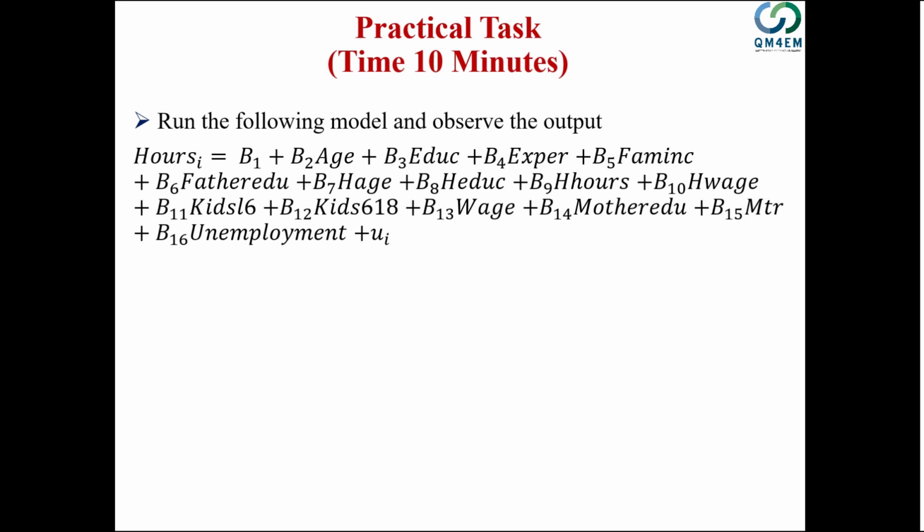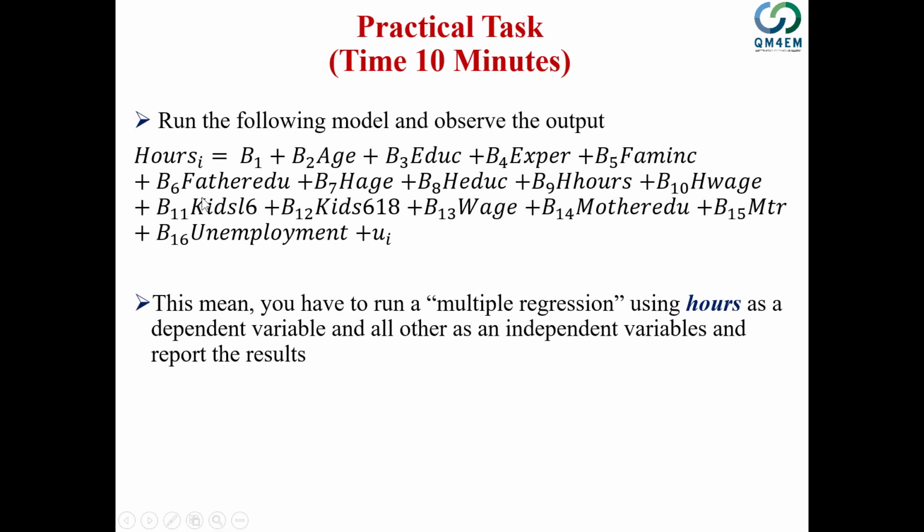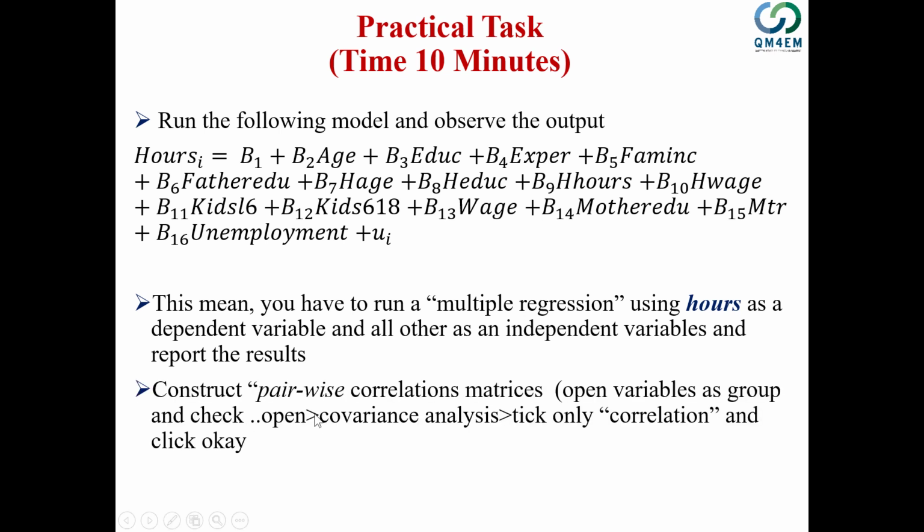So this is the model you have to run, and you have to run a multiple regression model using hours as a dependent variable, as I just showed you, and the rest as independent variables, and you have to report its EViews output. One additional thing which you have to do here is that you have to construct a pairwise correlation matrix. Now, I have shown here how you can do that, but importantly, what is a pairwise correlation matrix? I'm sure you know the concept of correlation. I told you multiple times, and you have studied it in statistics as well.